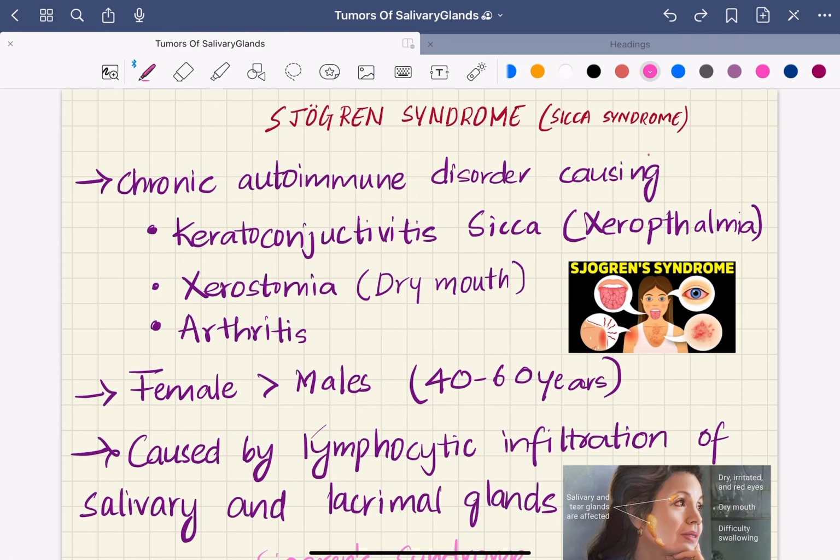It is mainly presented as dry eyes. And the second symptom is xerostomia, which is dry mouth due to decrease in salivation. The third symptom is arthritis, which is joint inflammation.